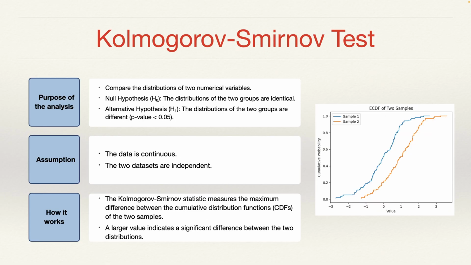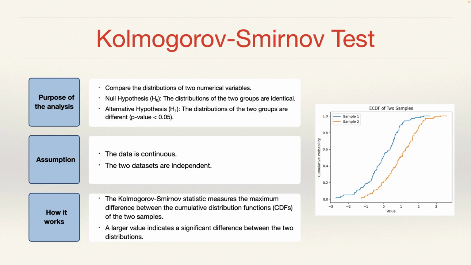Next is the Kolmogorov test. Similar to the t-test, it compares two numerical variables. The difference is that the t-test compares means, while the Kolmogorov test compares the distributions. We can say that it compares the whole dataset. So revisiting our example before, comparing ages of those who commit insurance fraud versus those who don't, the Kolmogorov test shows whether these distributions differ.